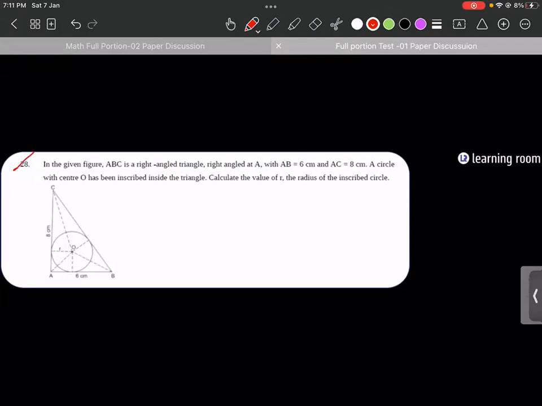So 28, what is the answer? The given figure ABC is a right angled triangle, right angled at A. AB is 6 centimeter. AC is 8 centimeter. So if this is 6 and 8, this should be 10, because 6, 8 and 10 are Pythagorean triplets. The circle with the center O has been inscribed inside the triangle. Calculate the value of R, the radius of the inscribed circle. So how to solve this?